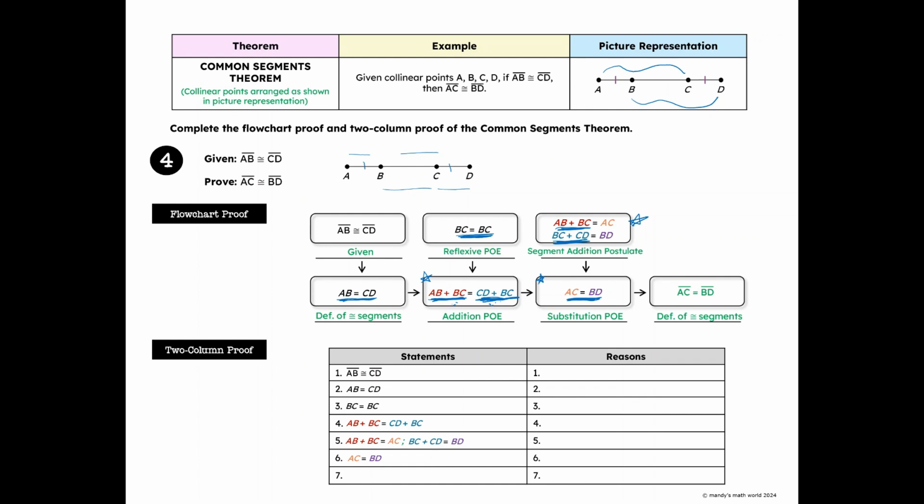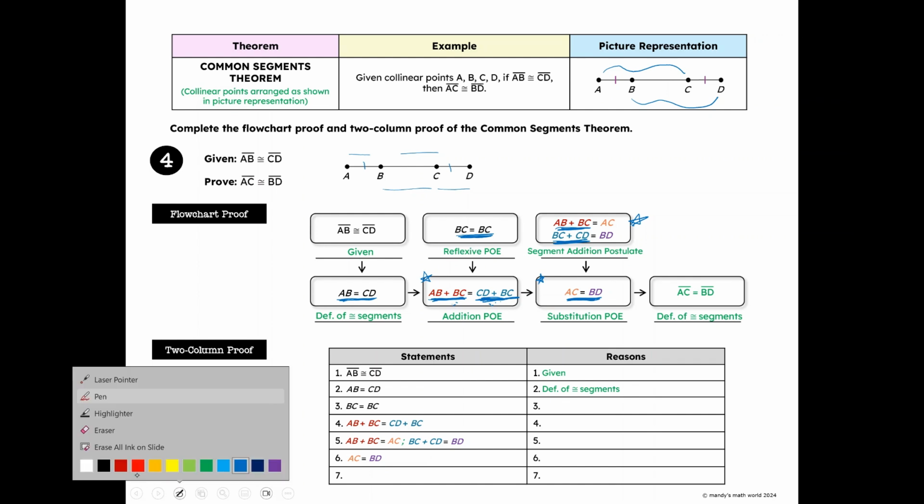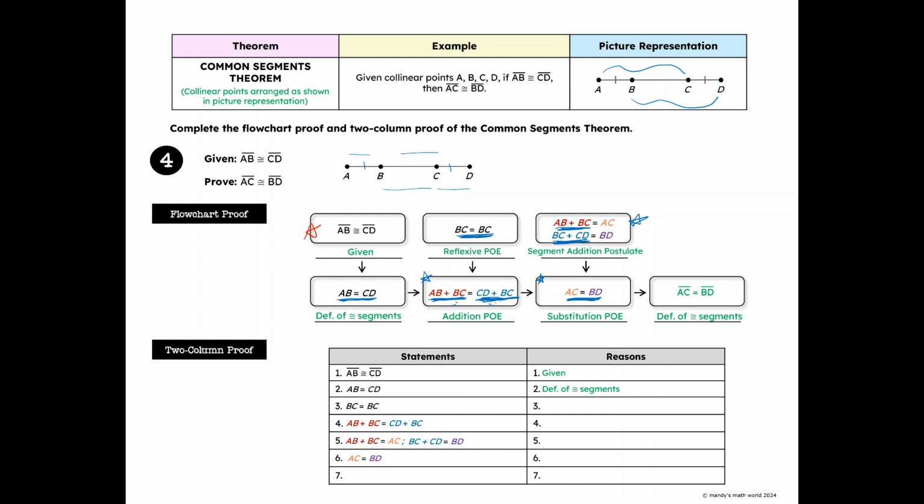So now let's take this flowchart proof and write it as a two-column proof, which is what I like the best. First, segment AB is congruent to segment CD. We're given that. Then the length of AB is equal to the length of CD by the definition of congruent segments. So we just wrote this and this. Now we're going to start with BC equals BC. That's the reflexive property of equality.